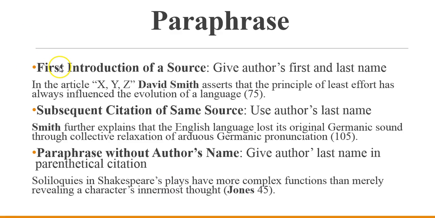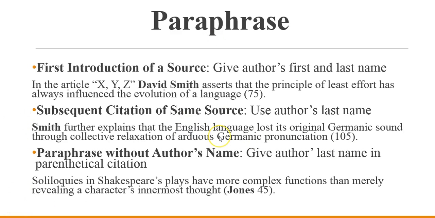All right, but you are advised to introduce your source the first time that you are using it. Now, if you are going to use the same source later on in your essay, you do not have to introduce it again. You can simply use the author's last name in your subsequent citations of the same source. So, for example, Smith further explains that the English language lost its original Germanic sound through collective relaxation of arduous Germanic pronunciation. Okay, and of course this idea is explained on page 105 of Smith.